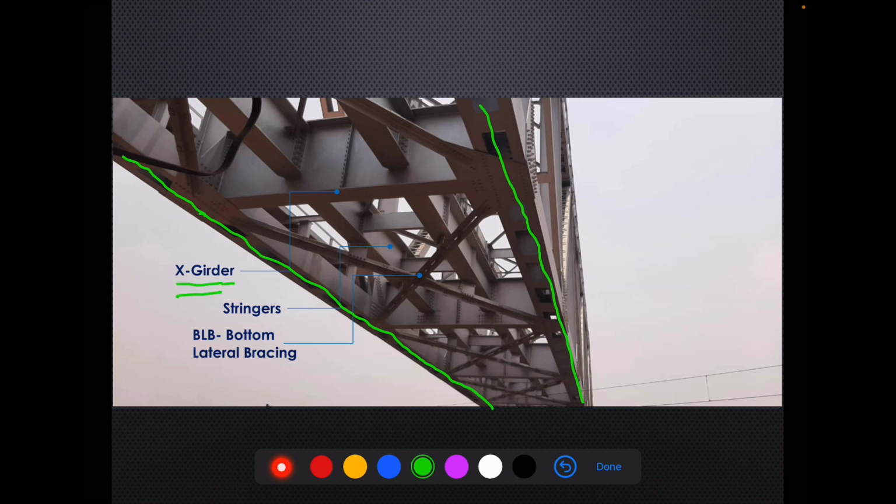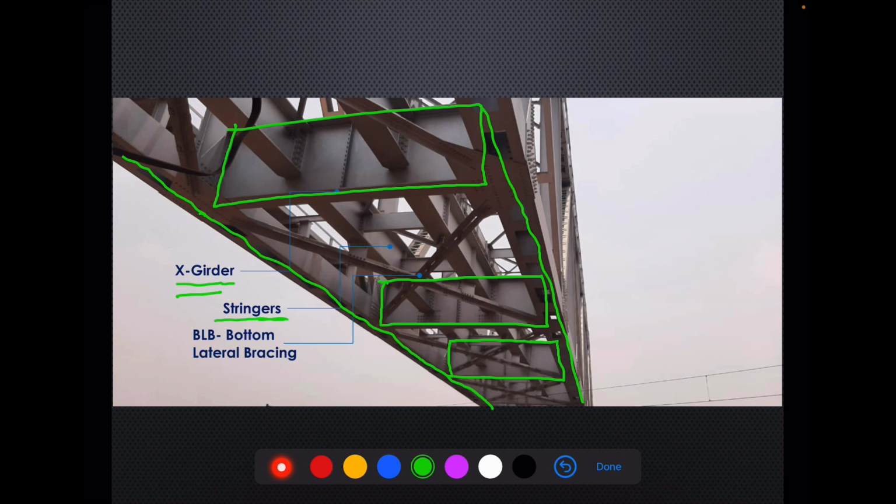Which one is the cross girder? This is the cross girder. Where is the next cross girder? This is the next cross girder at the next panel point. So these cross girders are provided at all the panel points. This is how at floor level, at bottom level, both trusses are connected with each other.